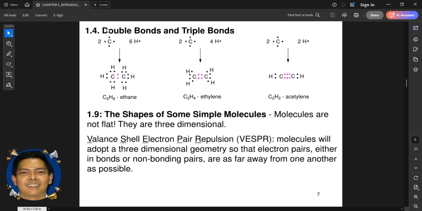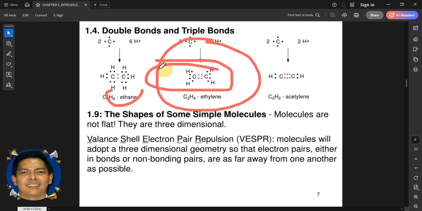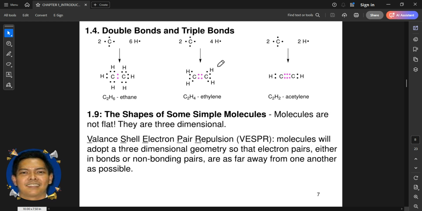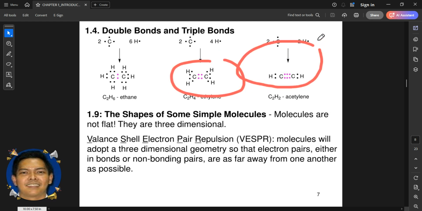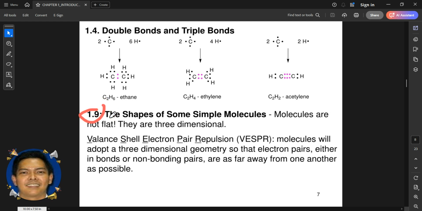Double bond and triple bond, subtopic 1.4. Okay, you can see here this example of double bond and triple bond is presented by C2H6 for ethane and C2H4 for ethylene, how they are arranged together, how they are attracted together to achieve the octet rule or octet configuration. For acetylene, C2H2, you can see how the atoms are combined to produce the molecule of acetylene.